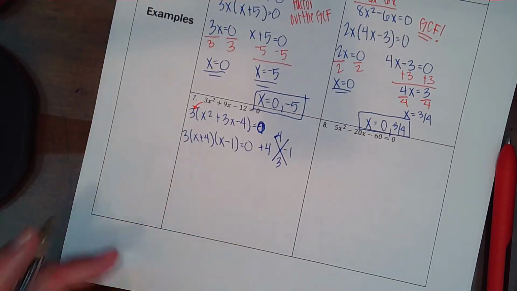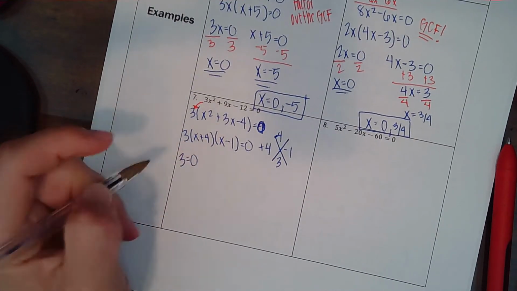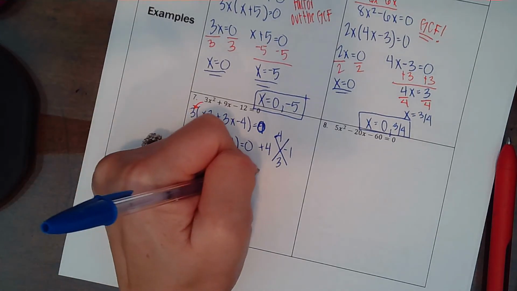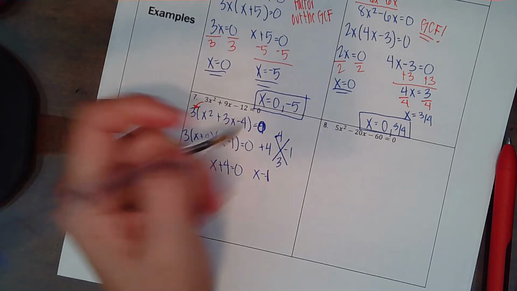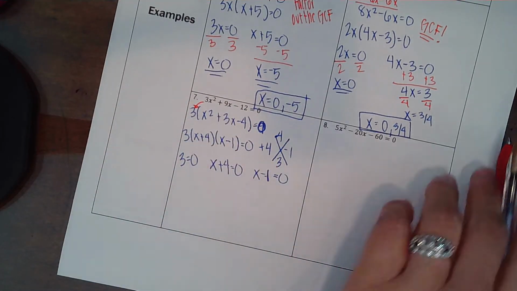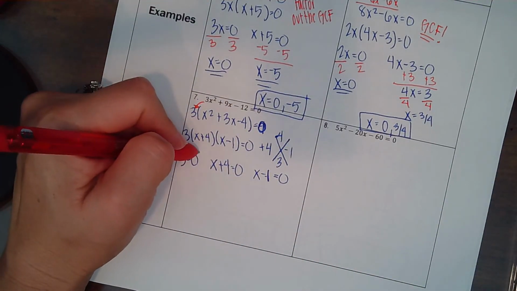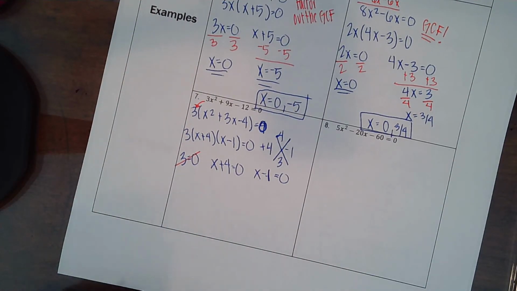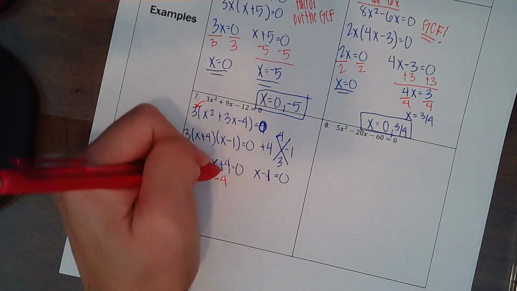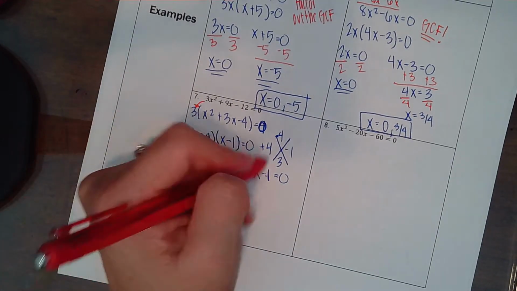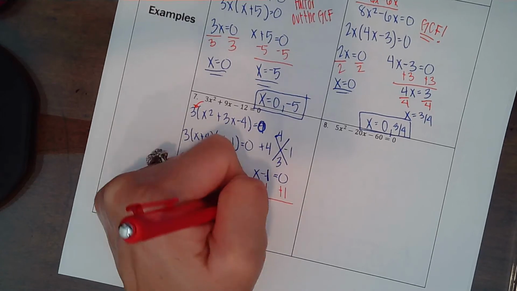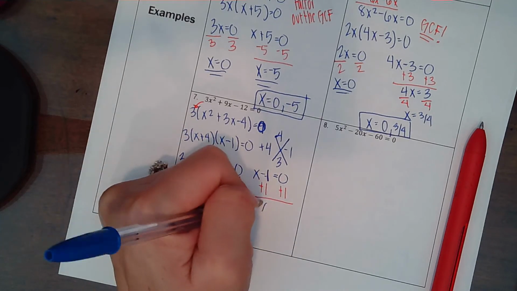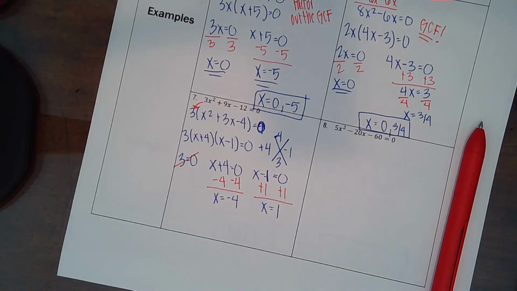Okay, now I'm going to solve them each individually. So 3 equals 0. X plus 4 equals 0. And x minus 1 equals 0. Well, in no universe here is 3 equal to 0. So that we can just cancel out. It's not a solution. Here I would subtract 4 and subtract 4. Here I would add 1 and add 1. I'd be left with x equals -4 and x equals positive 1.